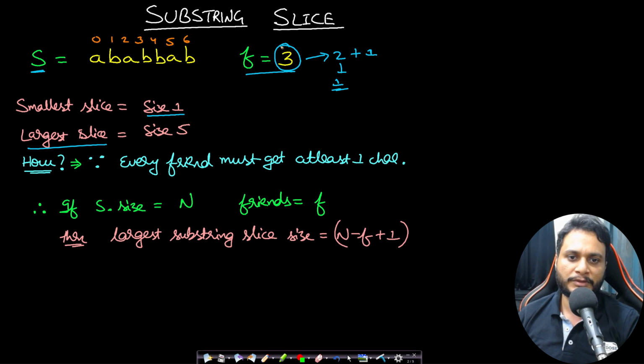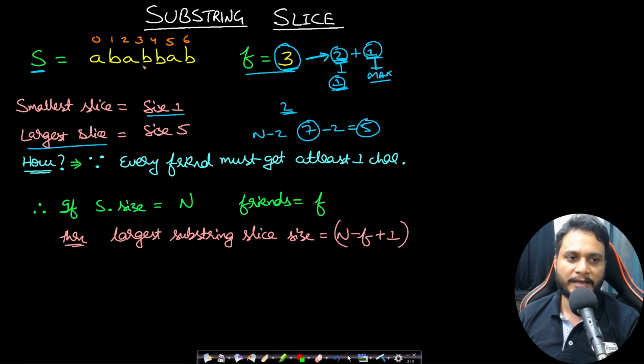So you have a total of 3 friends. If you give one friend the maximum size, then the rest of them should get size one. If you remove 1 from 3, it becomes 2, so 2 of them should get size one. That means 2 characters will be accommodated, and the one friend left at the end will get n minus 2, where n is the size of the entire string. The string size is 7, so 7 minus 2 will be 5.